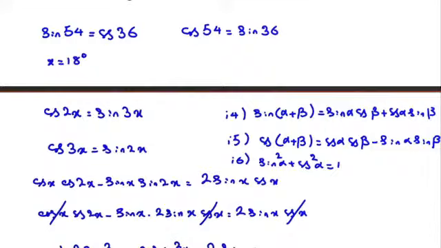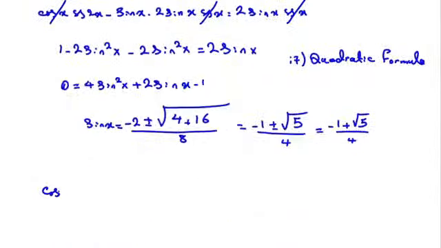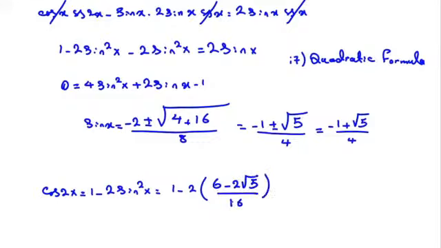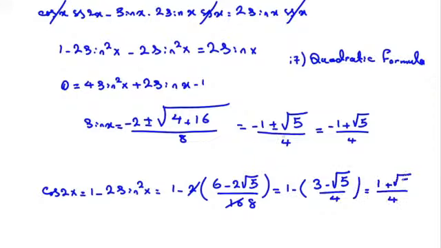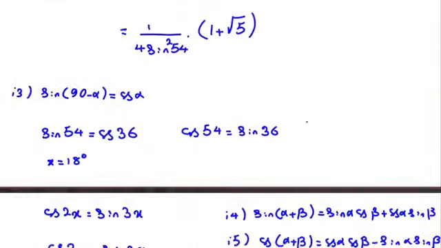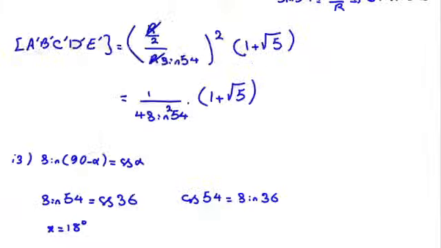Now I want to find what? Cos 36, or cos 2x. Cos 2x will be what? We know that it is 1 minus 2 sine squared x. So it will be 1 minus 2 times this squared, which will be 1 minus 2 times 6 minus 2 root 5 over 16. If we divide this one, it will be 8. It will be 1 minus 3 minus root 5 over 4. If we use common denominator 4, 4 minus 3 is 1 plus root 5. So cos 2x is 1 plus root 5 over 4. So we've proved that it is equal to 1 plus root 5 over 4.